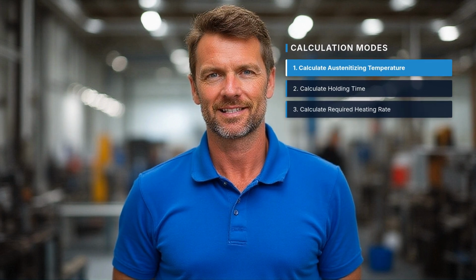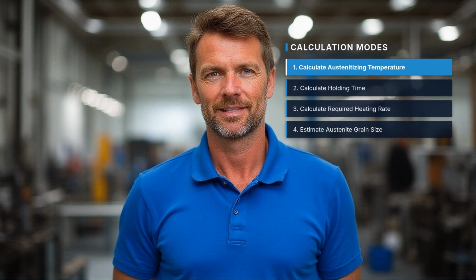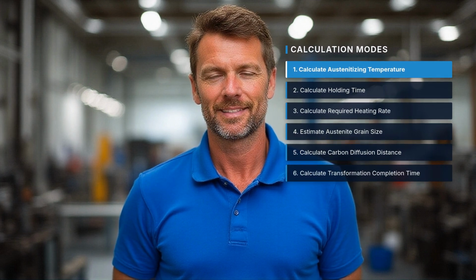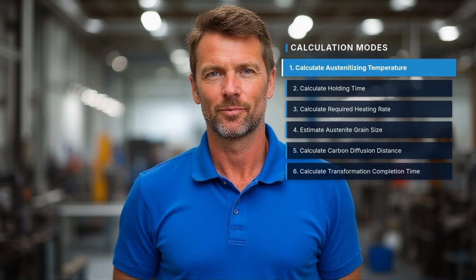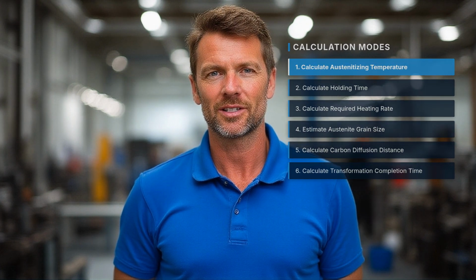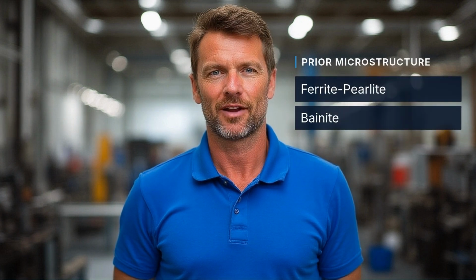Calculate austenitizing temperature, calculate holding time, calculate required heating rate, estimate austenite grain size, calculate carbon diffusion distance, or calculate transformation completion time. I'm using calculate austenitizing temperature. Next, choose prior microstructure: ferrite pearlite, bainite, or tempered martensite.